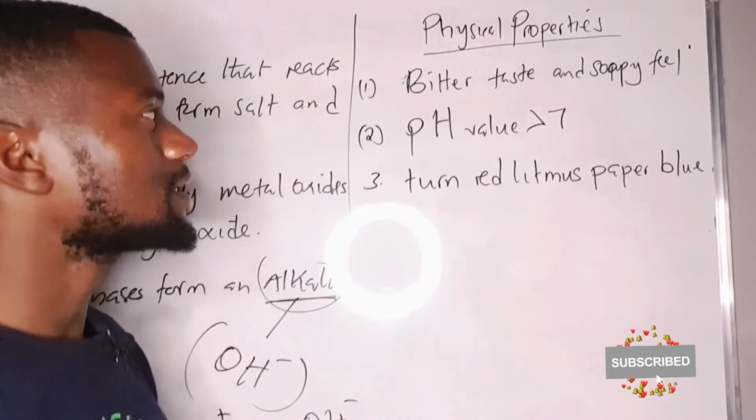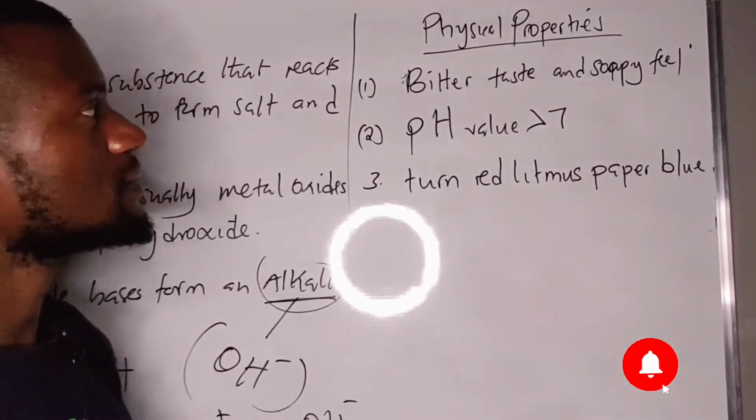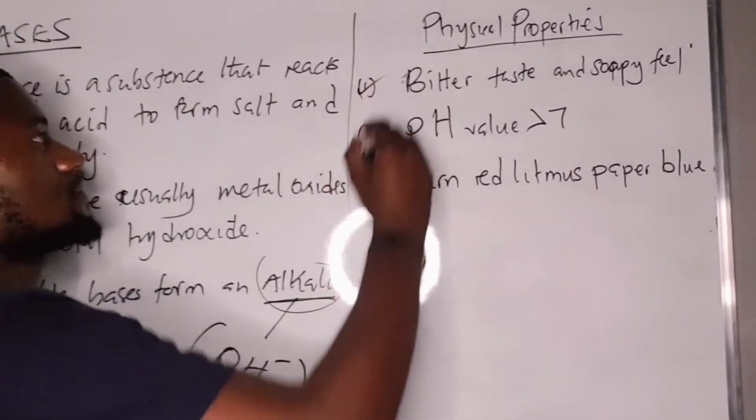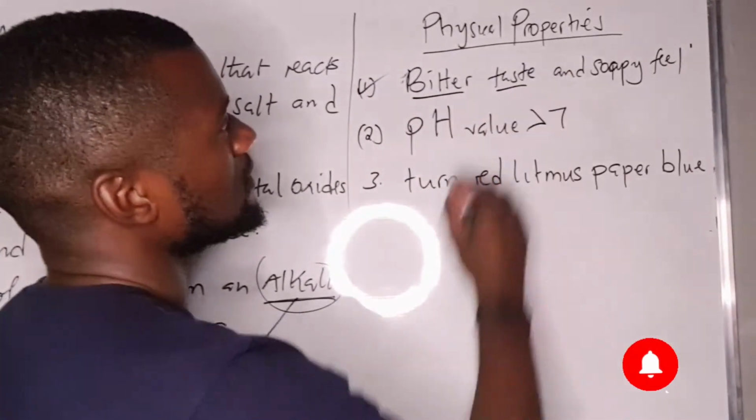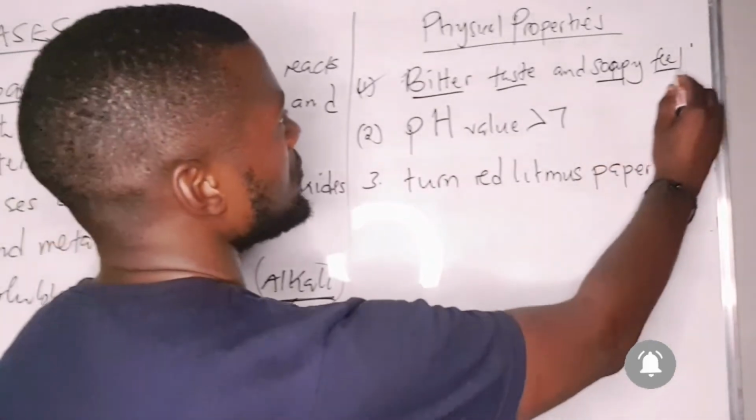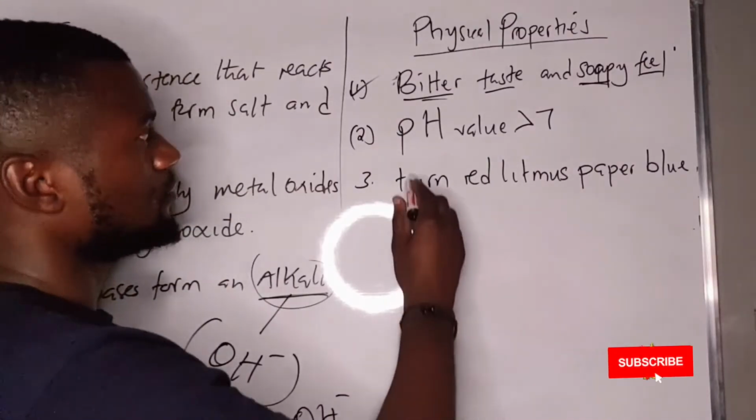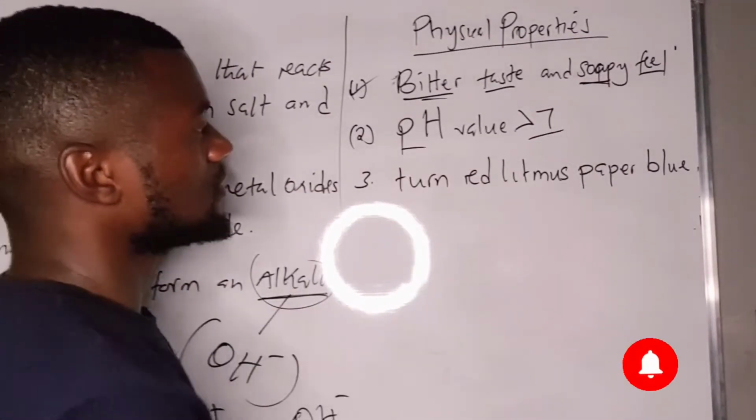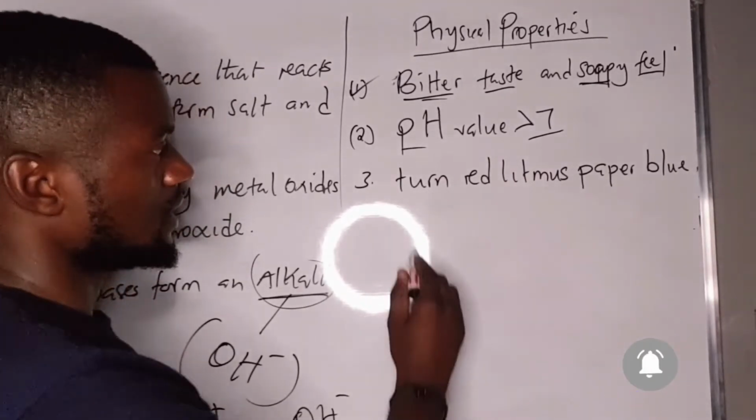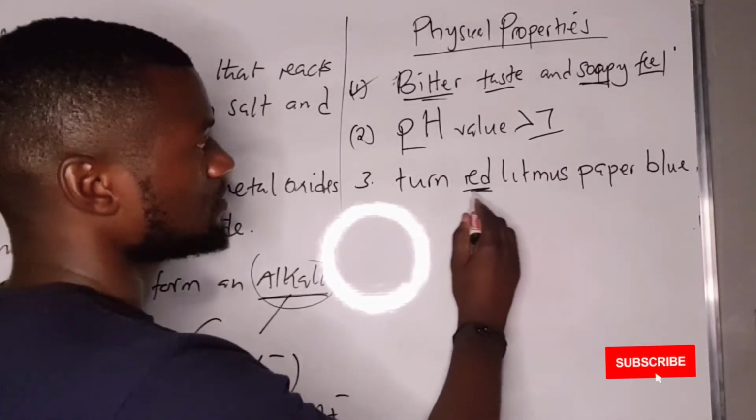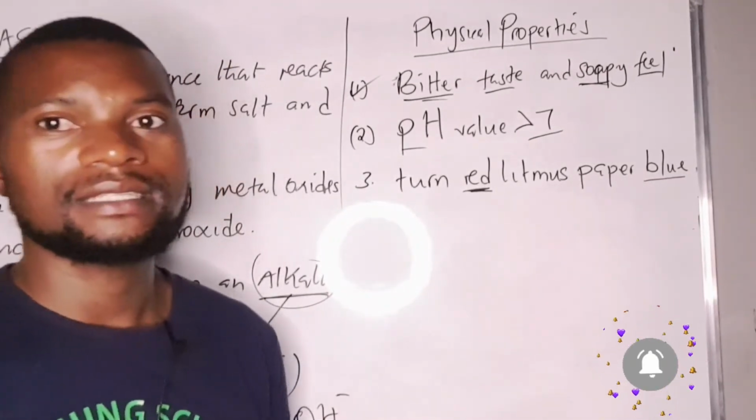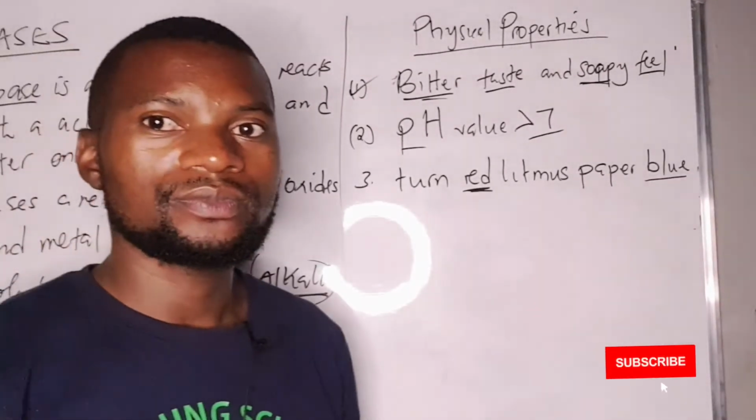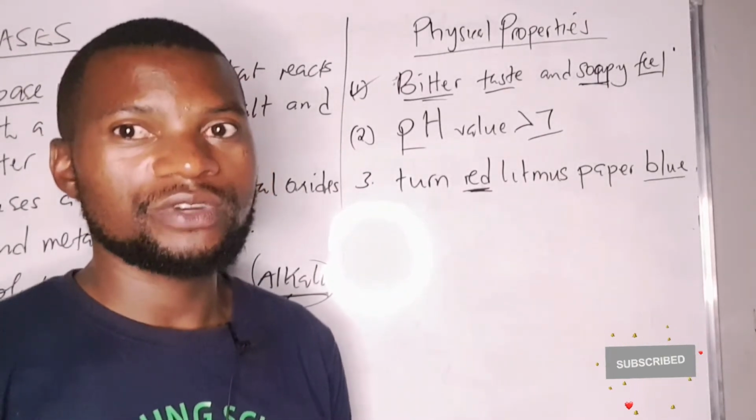So we can now look at some of the physical properties of the bases. One of them is that bases have a bitter taste and a soapy feel, and they have a pH value of greater than 7. They are able to turn the red litmus paper blue.